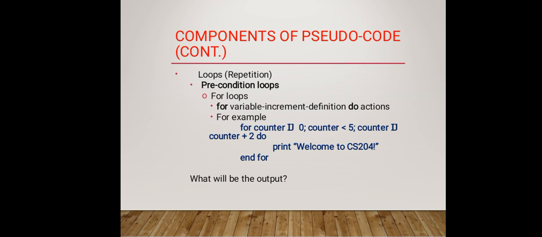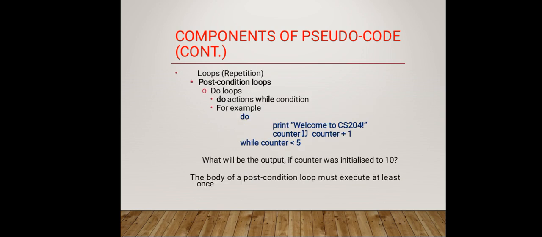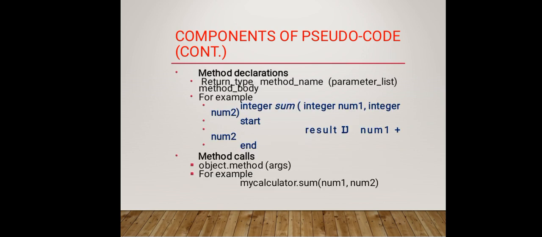Loop repetition, like these precondition loops, for loops: for variable, increment, definition, do action. For example, for counter left arrow 0, counter less than 5, counter left arrow counter plus 2, do print welcome to CS 204, then end. What would be the output? Again, the repetition, these are just pseudocodes, programming computer languages that we use.